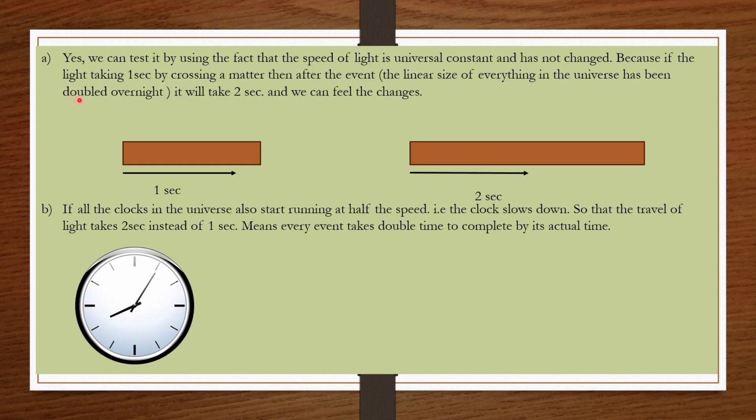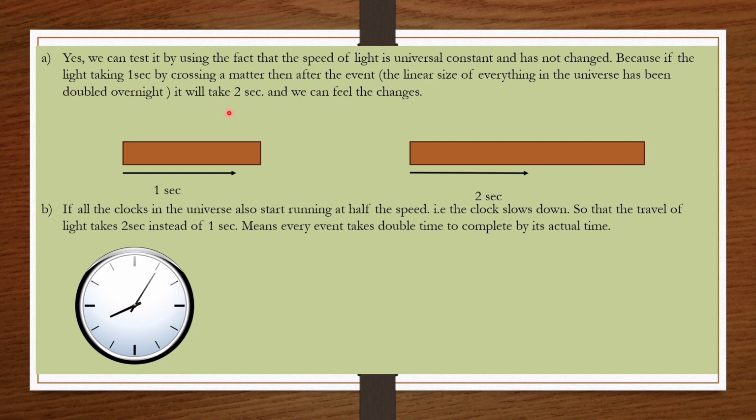And the second question was asking, can we measure it by the fact that the speed of light is a universal constant? The answer is yes, because if light takes 1 second to cross a distance, then after the event, that is, when the size doubles linearly, it will take 2 seconds, and we can feel the changes here.